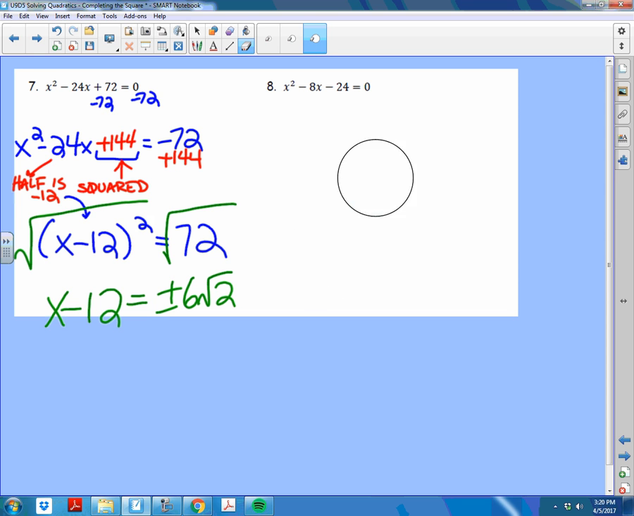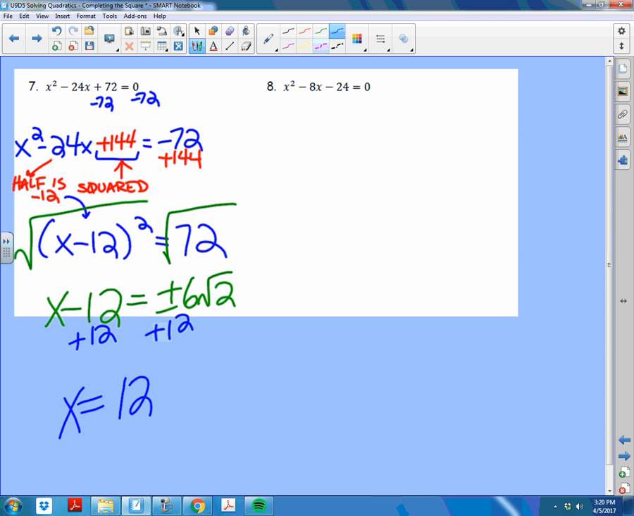So here we are. And the only thing left to do is to add 12 to both sides, which gives us a final answer of x equals 12 plus or minus 6 times the square root of 2.